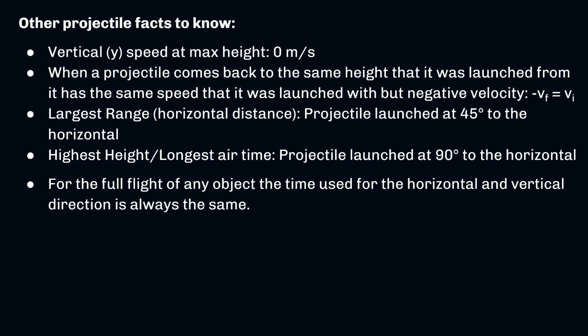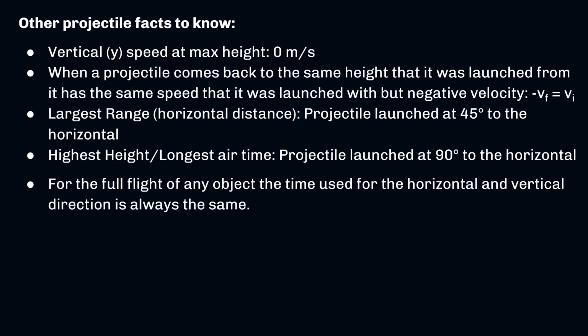If we throw something upwards, at the max height, its speed was 0 meters per second. When a projectile comes back to the same height that it was launched from, it has the same speed that it was launched with, but negative velocity. So say I launch something with a speed and the y component ends up being 4.5 meters per second. My velocity there at the end, when it comes back down to the same height it was launched from, is going to be negative 4.5.